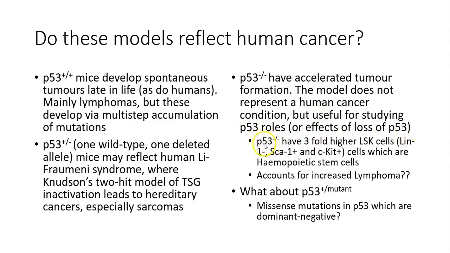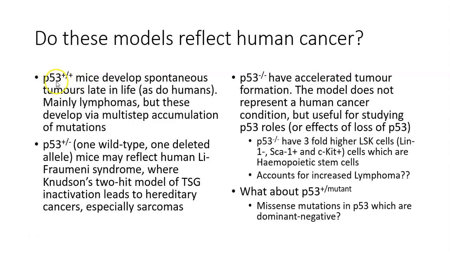And what we find is that these p53 null mice have a 3-fold higher level of these Lin1, SCAR1 and c-KIT positive cells, and that is the signature for hematopoietic stem cells, possibly accounting for the increased lymphoma that we see in these. So this shows that all of these mouse models have a potential use.